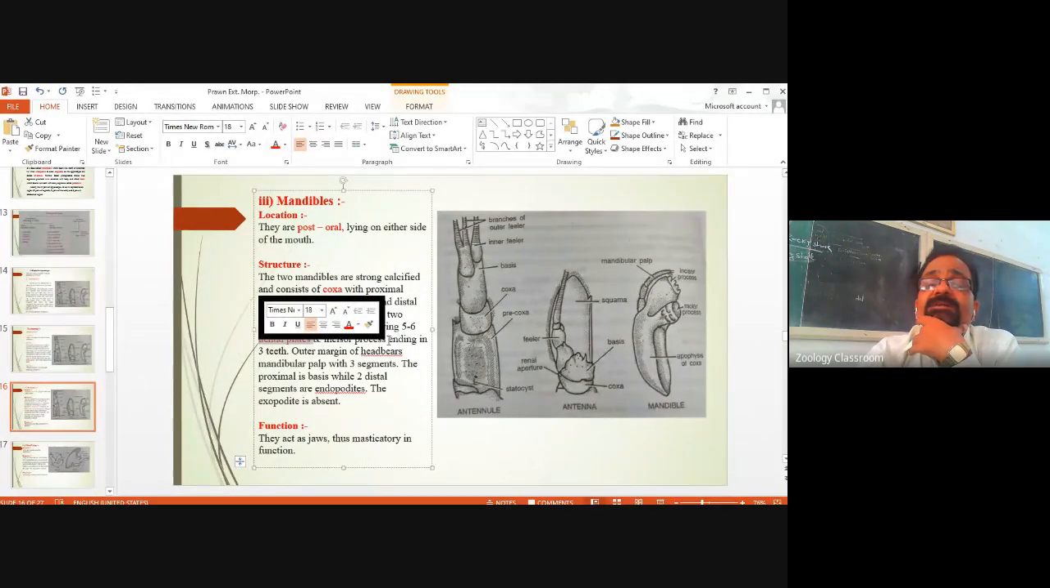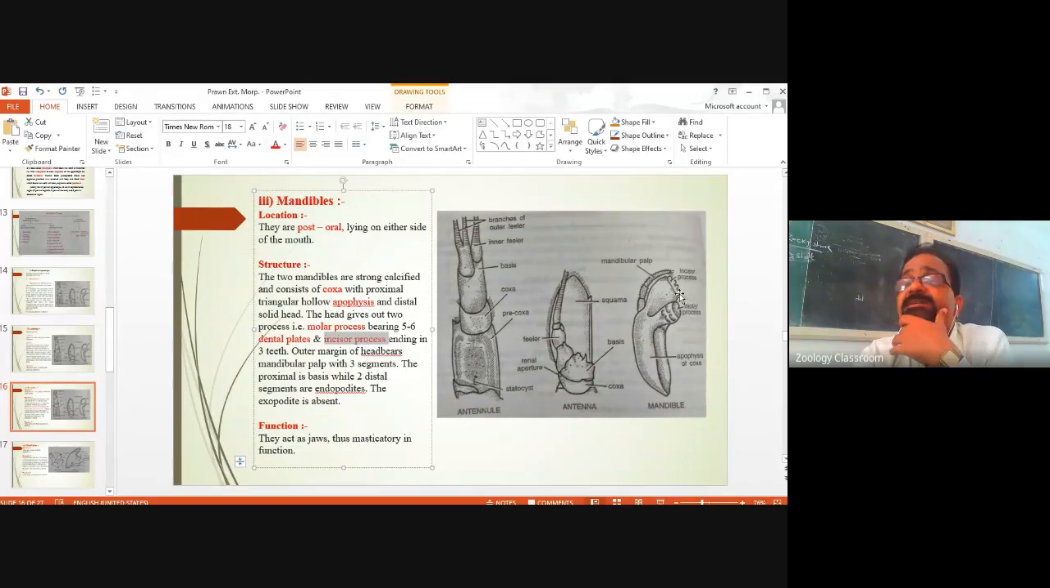And incisor, molar process and incisor. This is the incisor process, ending in 3 teeth. The outer margin of the head bears the mandibular palp with 3 segments: 1, 2 and a larger distal segment.